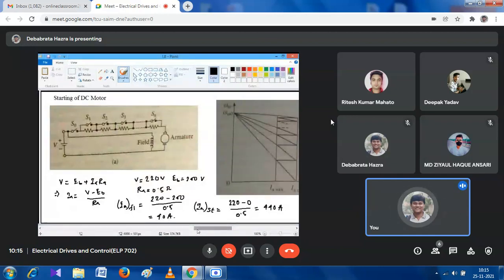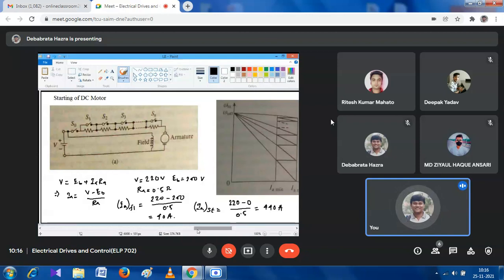So we have to add a series of resistance in the path of armature. In the figure, you can see that there are four resistances connected, or you can also add as many resistances as you require. As per our requirement, we can add the resistance in the path of armature.